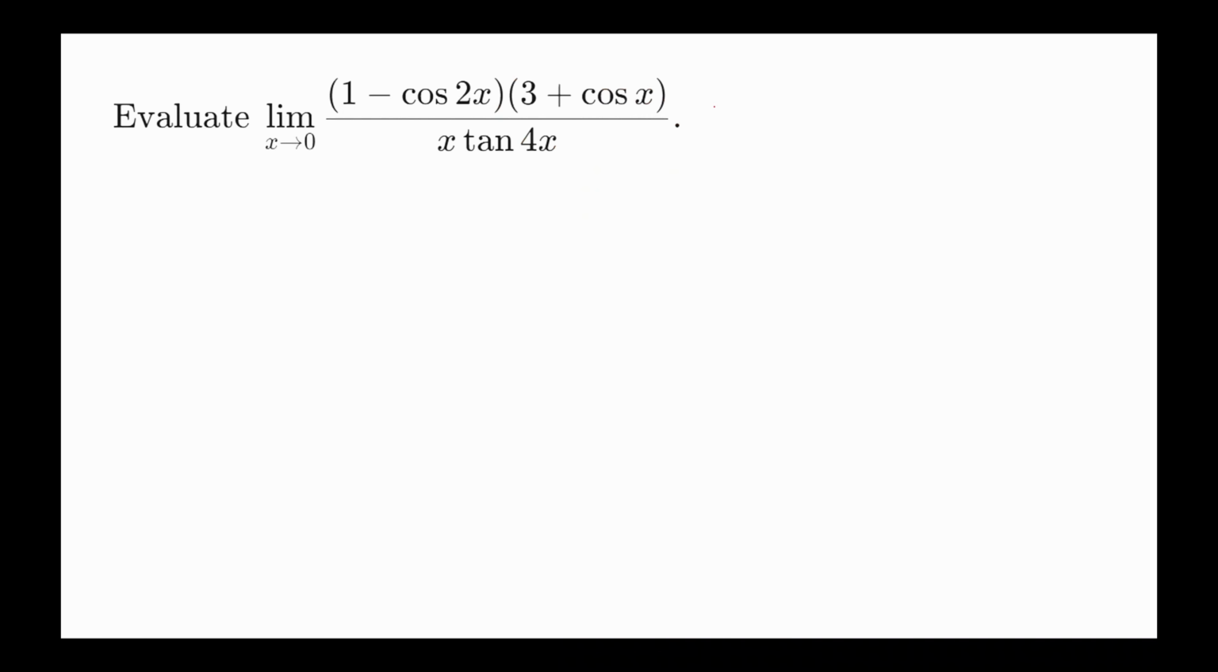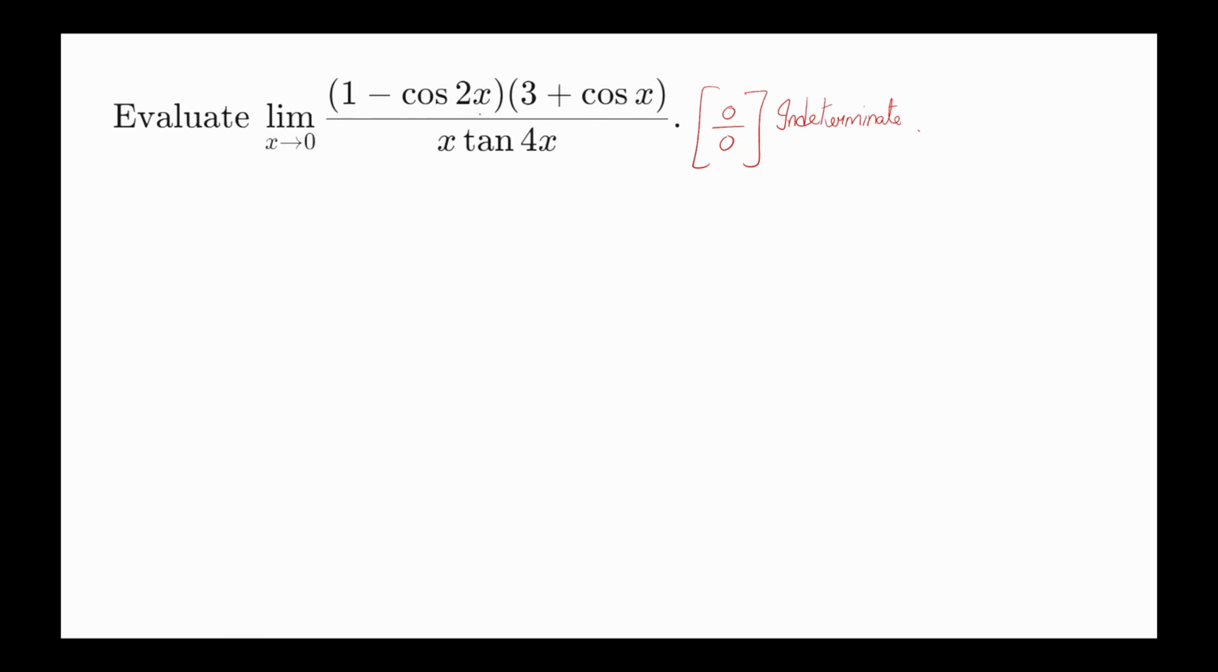If we put 0, what are we getting? We are getting 0 by 0, which is an indeterminate form. That means at x tending to 0, we cannot have a value for this expression. Now we'll try to solve it in some other way using our limits.